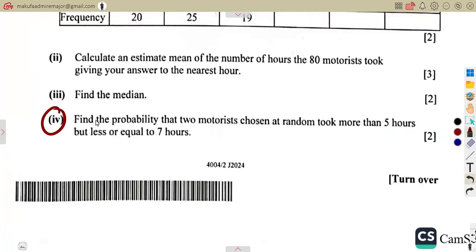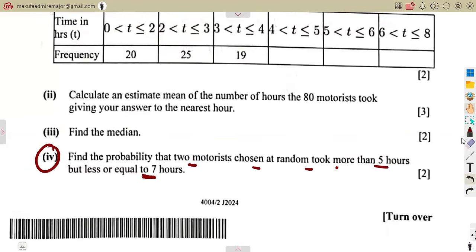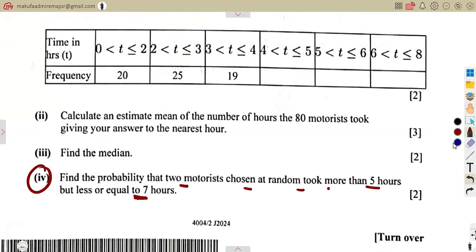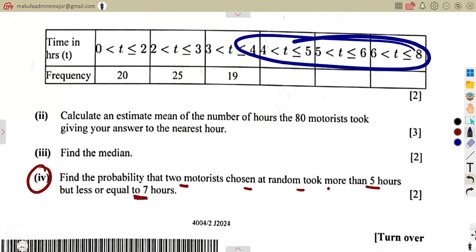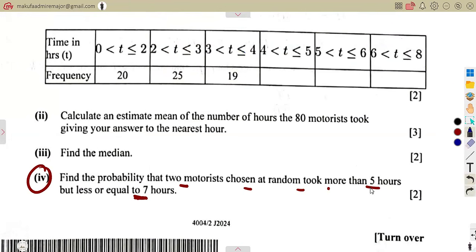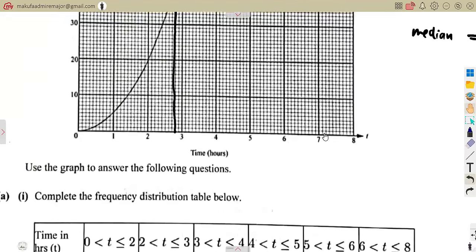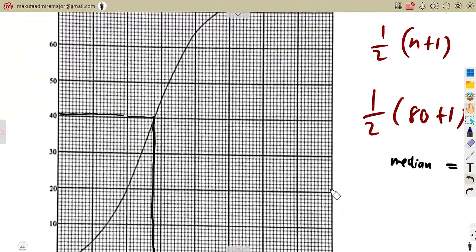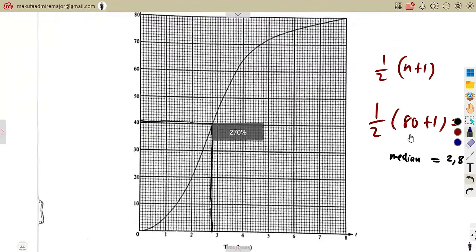Then item 4: the probability that 2 motorists chosen at random took more than 5 hours but less than or equal to 7 hours. In normal cases we are used to getting this from the table, but our table does not present 5 to 7 hours. So what are you going to do? You use your graph now, from 5 to 7 hours.